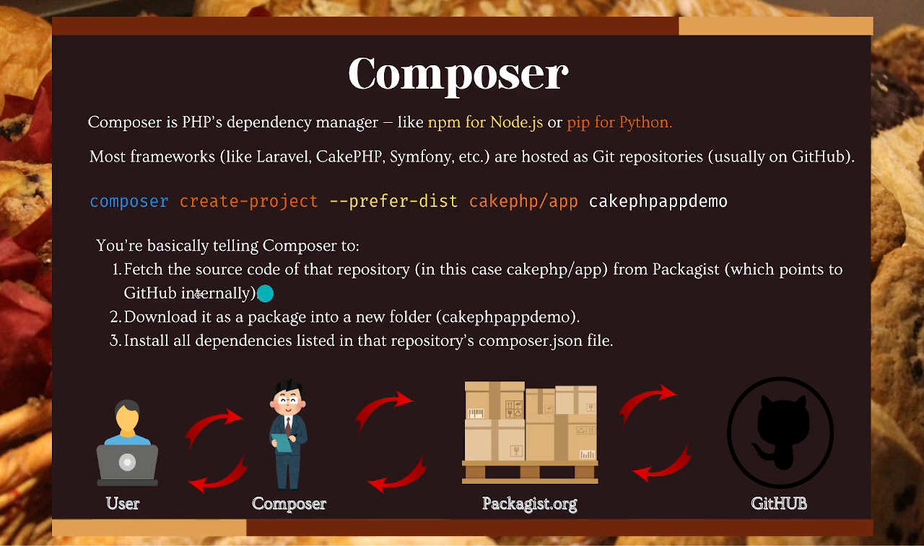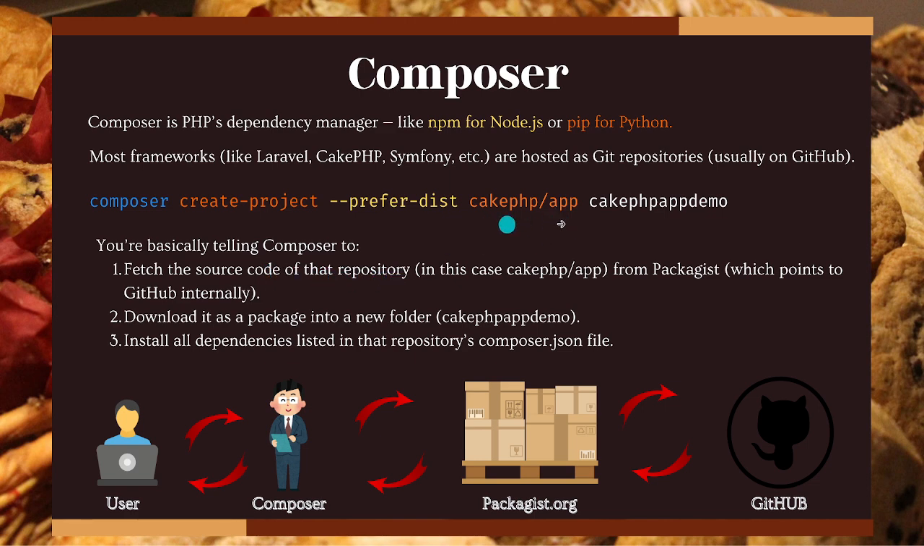Let's try to understand. In this command, composer is one word. Just think of composer as a word. Create-project is another word. Then the preferred-dist option is a word. CakePHP/app is two words, and then the project name, app demo, is one word. So what happens basically in the backend? You are basically telling Composer to fetch the source code of that repository.